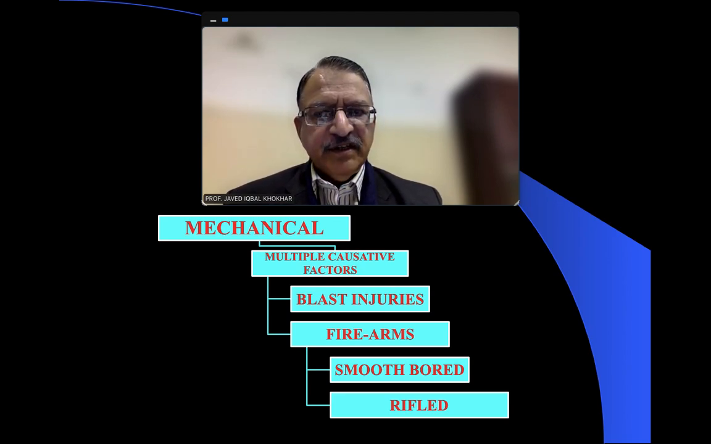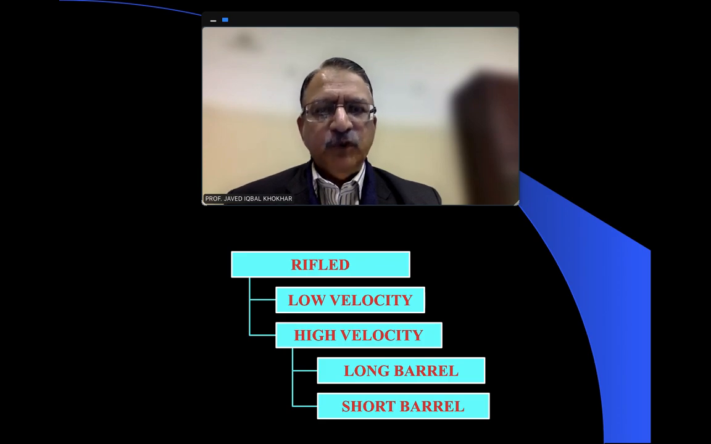In firearm injury, there are two types of weapons, smoothbore and rifled. The rifled weapon can be low velocity and high velocity, and high velocity can be of weapons of long barrel and short barrel.